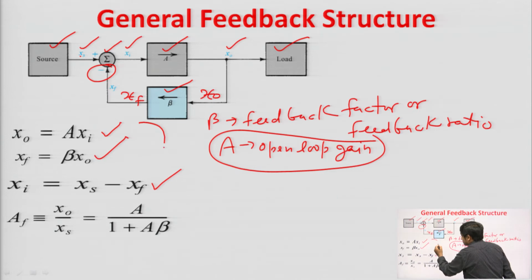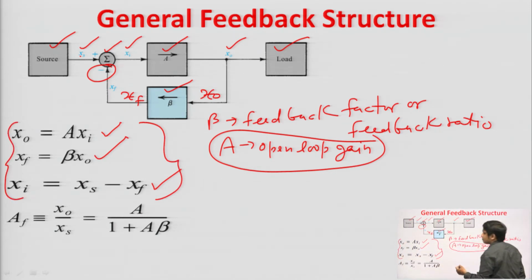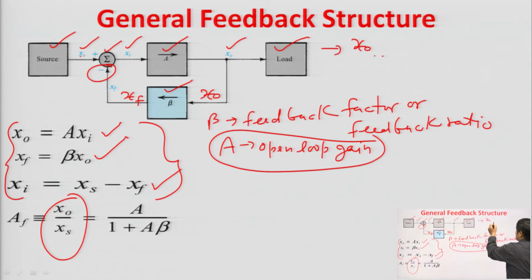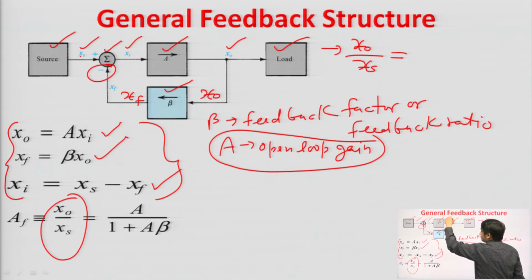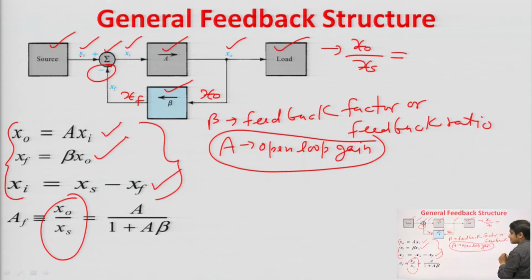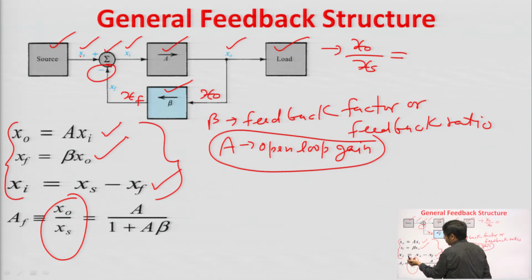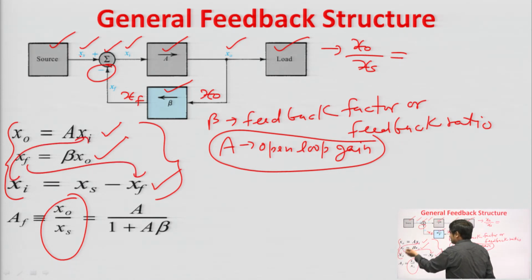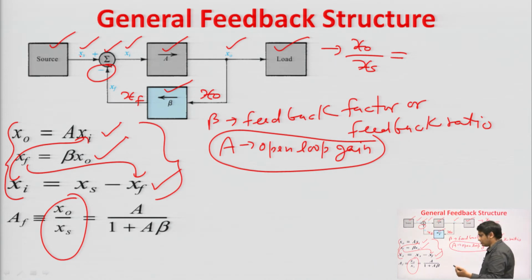Now, just rearrange these 3 equations. From here you can get the value of X naught upon Xs. This X naught upon Xs is the gain of this complete amplifier. Complete amplifier means that now, when we are using this feedback, the amplifier is called a closed loop amplifier. Closed loop amplifier means amplifier with feedback. We can calculate X naught upon Xs by putting the value of Xf and Xi here and rearranging the terms. That is A upon 1 plus A beta.